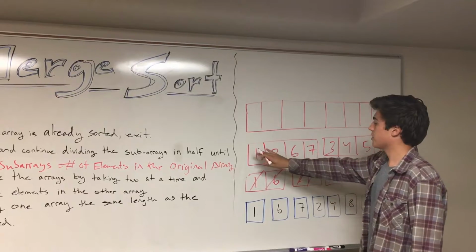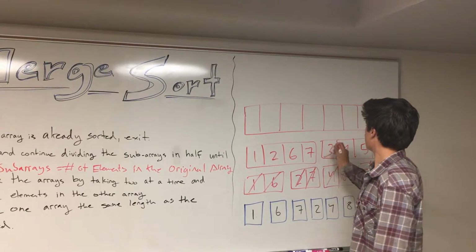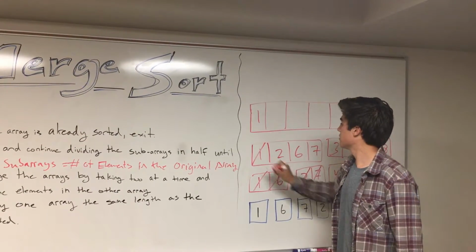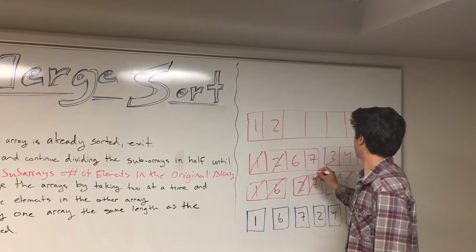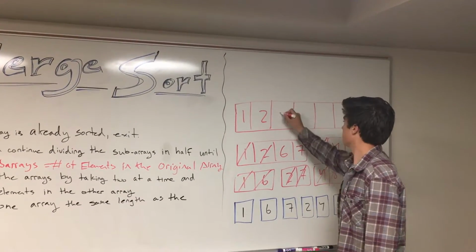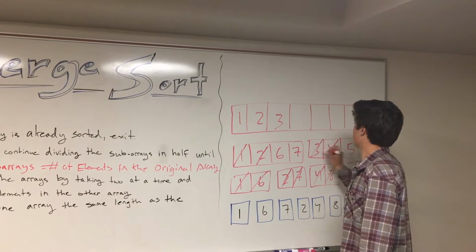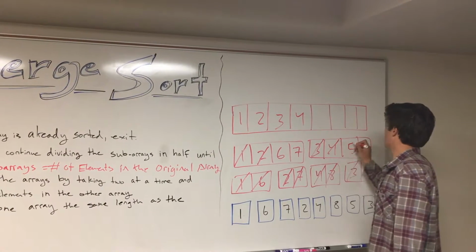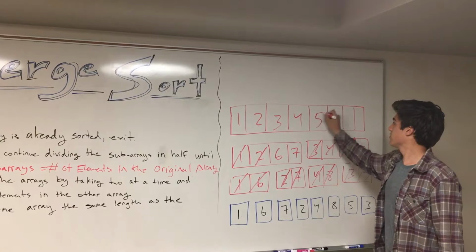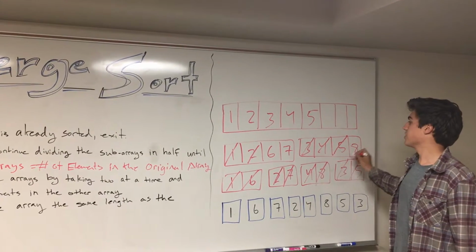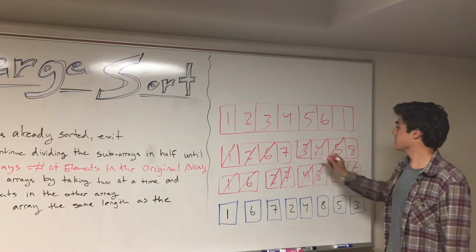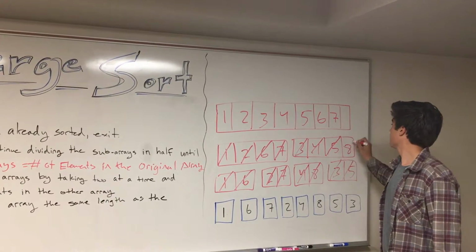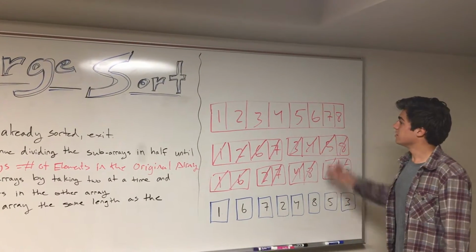Okay, so we're going to compare the first element here. 1 is smaller than 3, so 1 goes in the first element of the new array. 2 is smaller than 3. 6 is bigger than 3. 6 is bigger than 4. 6 is bigger than 5. 6 is not bigger than 8, so it's going to get put here. 7 is going to compare to 8. 7 is smaller. And 8 goes here. Now it's sorted.